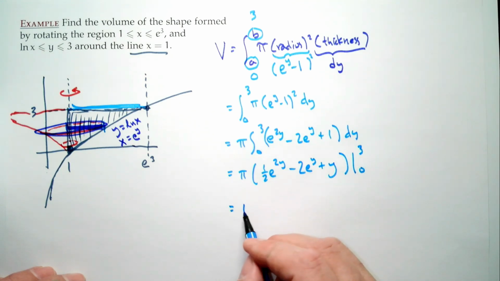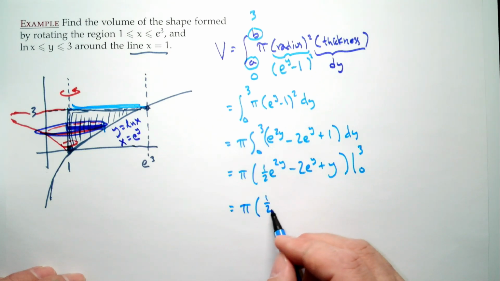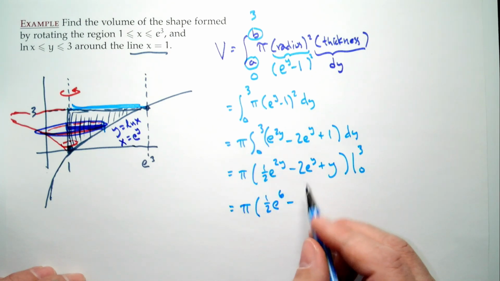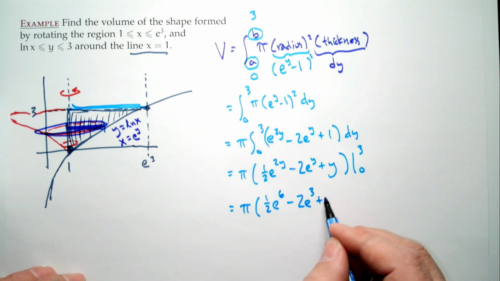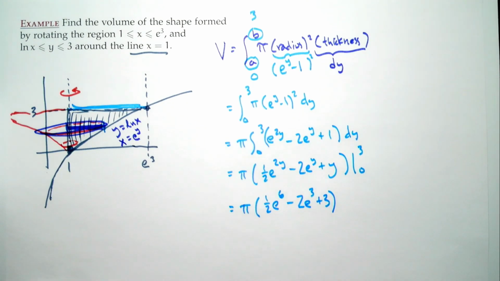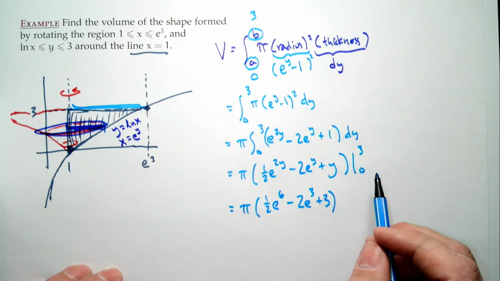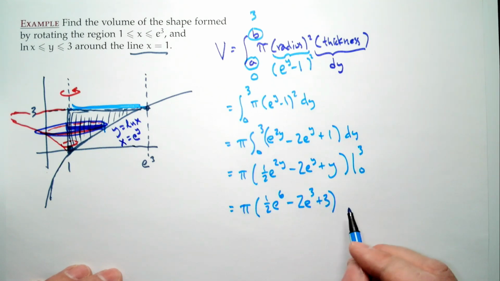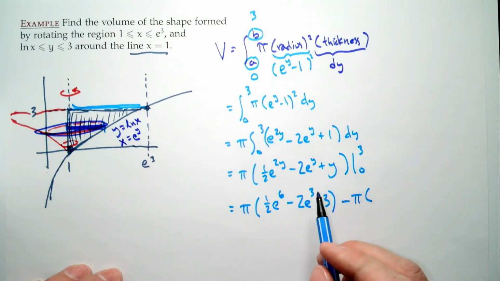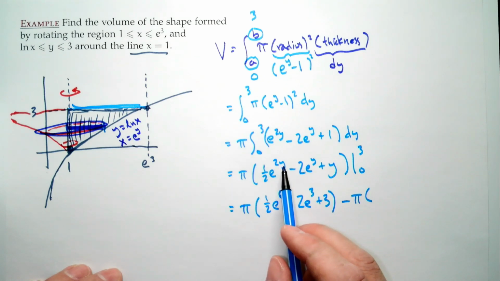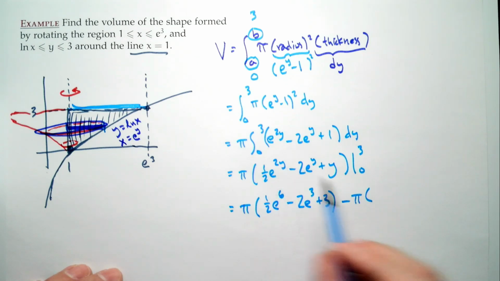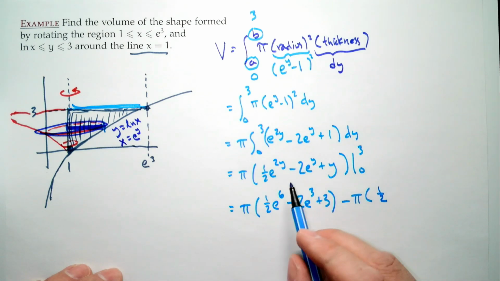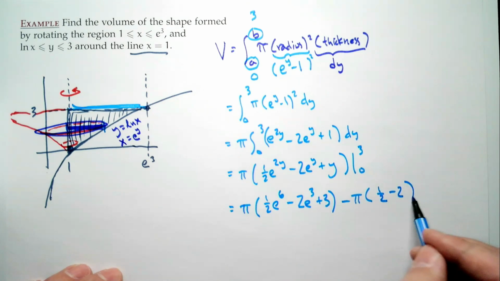And if you plug in 3, you get pi times 1/2 e to the 6 minus 2 e to the 3 plus 3. Good. Are we done? No. What haven't we done? Yeah. So often, when we plug in 0, we think, oh, it's just going to be 0. But you've got to check. What happens here when you plug in 0? Well, e to the 0 is 1, not 0. So 1/2 minus 2, and the y is 0.